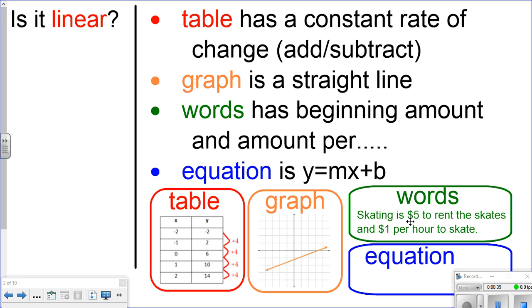So in this example, skating is $5 to rent the skates, that's the beginning amount, and $1 per hour to skate. So that's our rate of change. That's what's happening over and over. The equation should look similar to y equals 2/3 x plus 1 or y equals 3x minus 4, something in that format of y equals mx plus b.